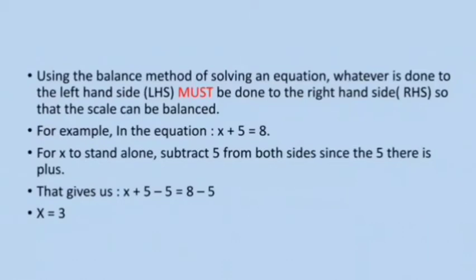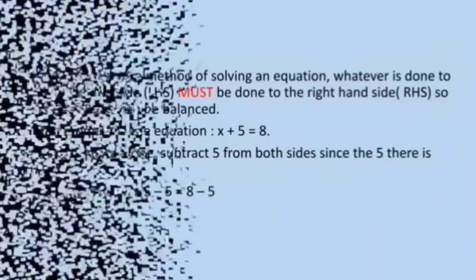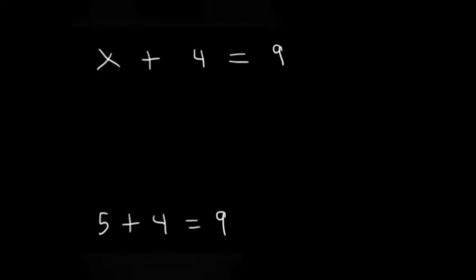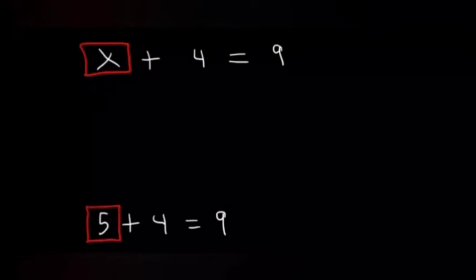Okay, now let's take some examples. We're going to begin with some basic examples. Let's say we have x plus 4 equal to 9. Remember, this is an equation. Whatever you do to the left hand side must be done to the right hand side. What will you add to 4 to give you 9? It is 5. So x is equal to 5, as you can see.